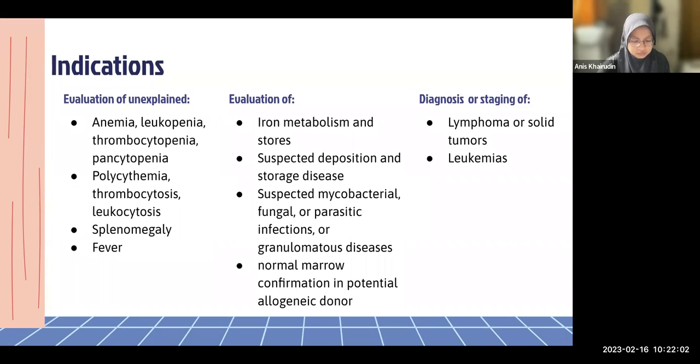Granulomatous disease is a genetic disorder where the phagocytes are unable to kill certain types of bacteria or fungi. So yeah, to look at the cells' activity if there is a problem, or it is even done for normal marrow confirmation for a potential donor, to look at the marrow if it is healthy or not to be donated. And then it is also done to diagnose lymphoma or other solid tumors, and of course leukemias.